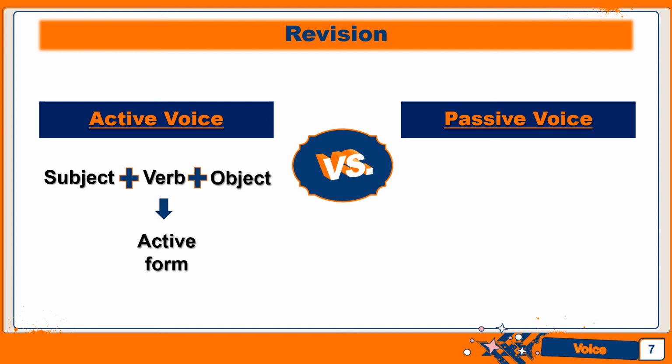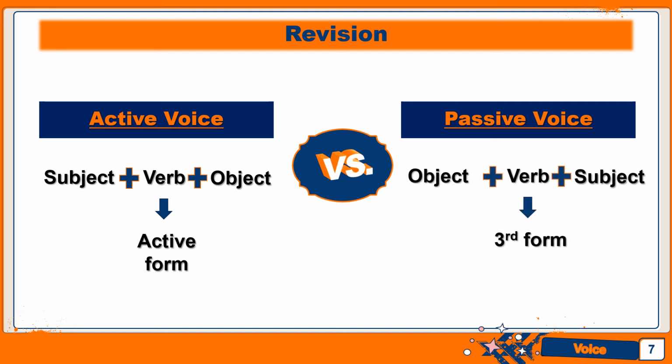Whereas passive voice gives more importance to the action which is being done, and we do not give much importance to the subject. Actually, we don't give any importance to the subject. And the structure goes reverse. So we first have the object, then the verb, and then the subject. Another major difference is that the verb is in its passive form, that is the third form of verb, the participle form of verb.